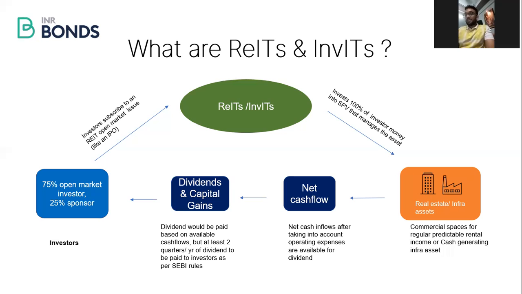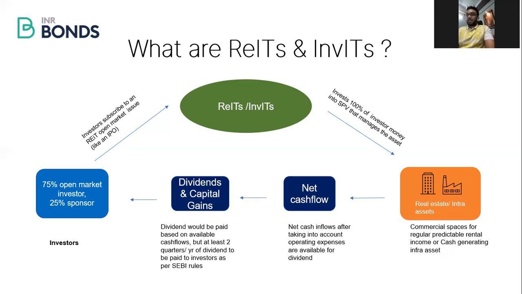Once the money has been transferred, the SPV has to invest 80% of the funds into a cash generating asset. In terms of a REIT, they have to invest into a commercial property where 80% of the commercial space is already generating a rental yield. In terms of an infrastructure InvIT, it has to invest 80% into an infrastructure asset, be it an airport, a hospital, or a toll road, which has to generate defined, predictable cash flows.